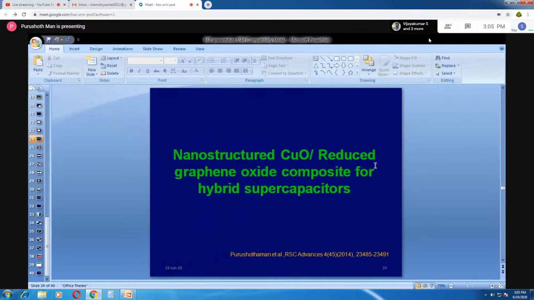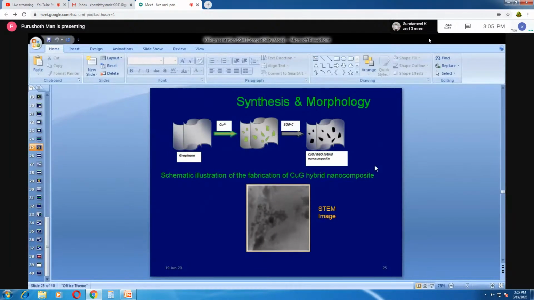Initially, the first work is about nickel oxide, a pure transition metal oxide, and next is about a hybrid electrode material, that is, copper oxide with reduced graphene oxide. The copper oxide with reduced graphene oxide is also prepared using a similar method. The graphene sheet is at the bottom and the copper oxides are anchored on the graphene sheet. So this is what we call the hybrid composite material.